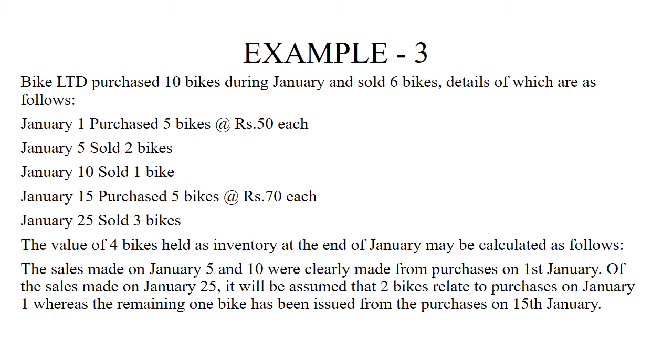The sales made on January 5 and 10 were clearly made from purchases on 1st January. Of the sales made on January 25th, it will be assumed that 2 bikes related to purchases on January 1st, whereas the remaining 1 bike has been issued from the purchases on January 15th. So this question is a clear sketch of 1 month's purchase and sales and the inventory held in Bike Limited. So we have to find out in detail what is the value or the pricing for the material left as inventory at the end of January, as given in the question.